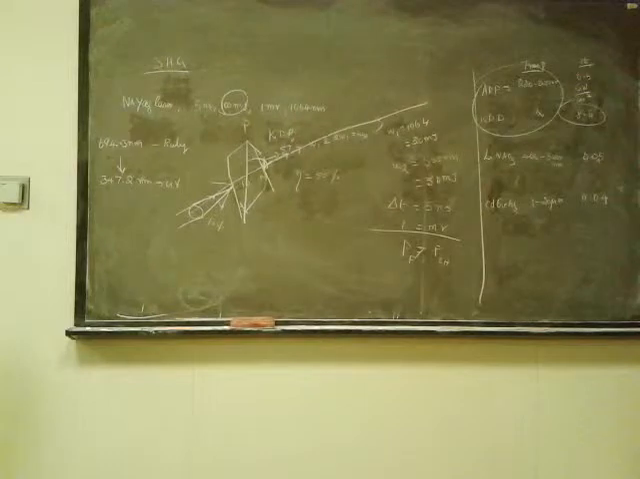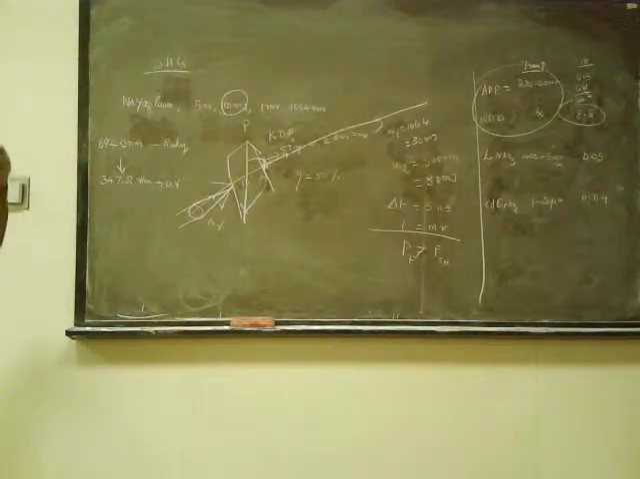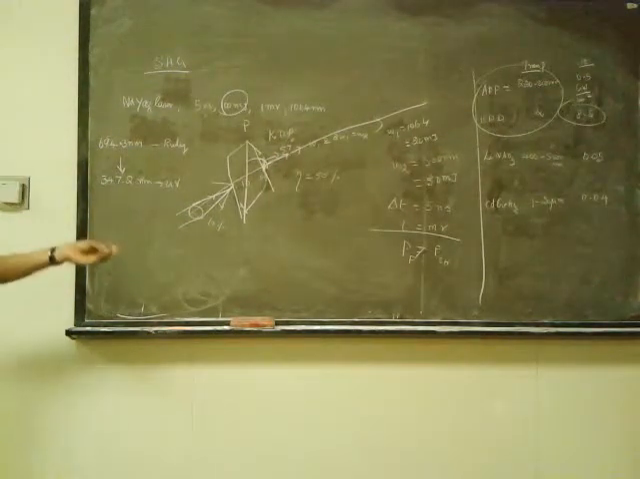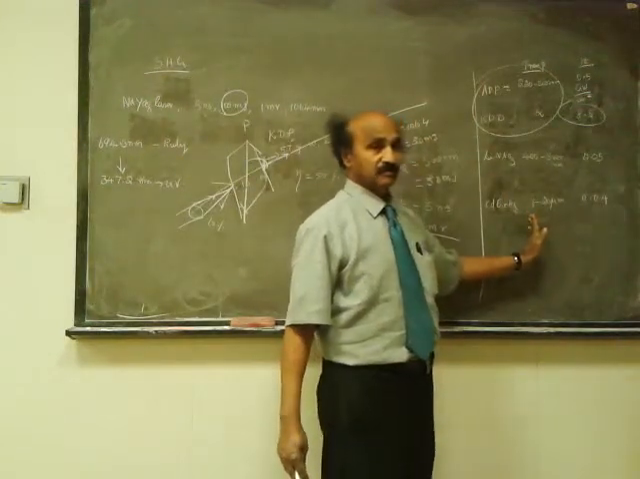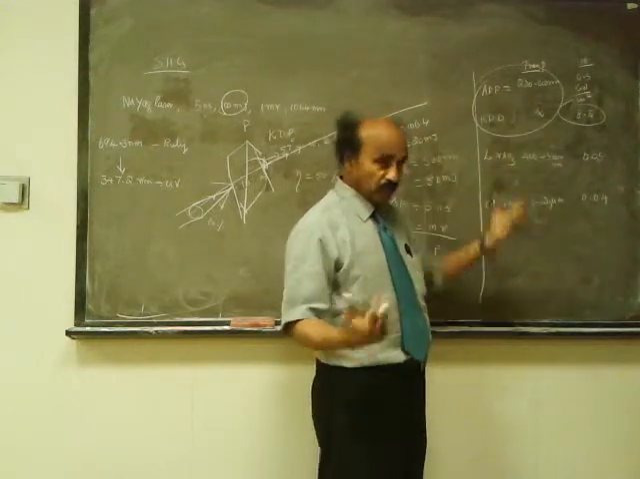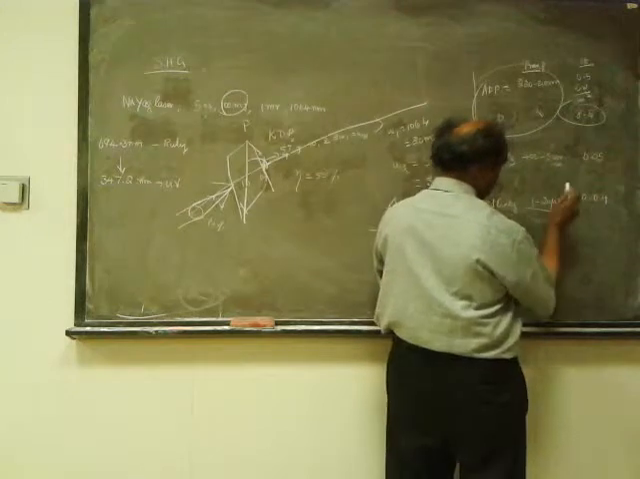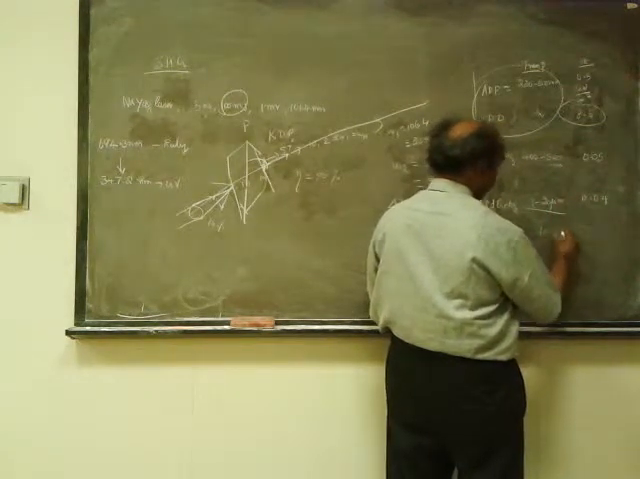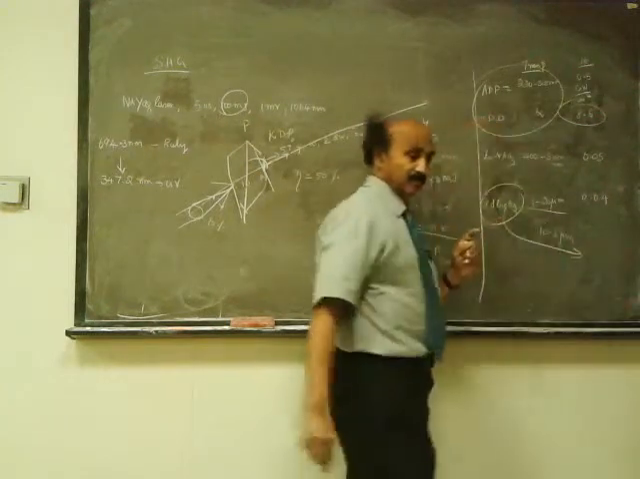Next. Suppose I want to use a carbon dioxide laser for harmonic generation. I must use this, because at this wavelength, these two will absorb. They will not allow it, they eat all of it. But look at this. For carbon dioxide laser, what is the wavelength? 10.6 micron. So this is the best for carbon dioxide laser.